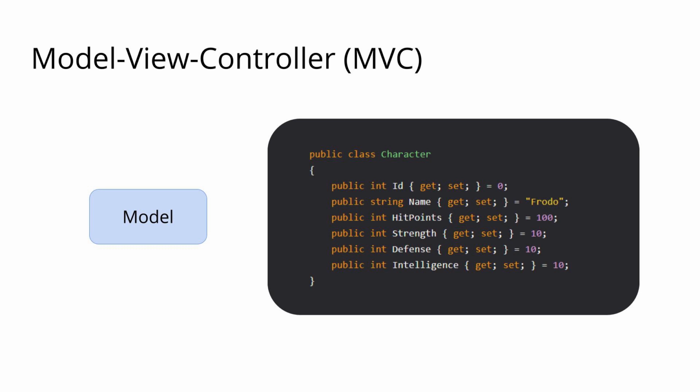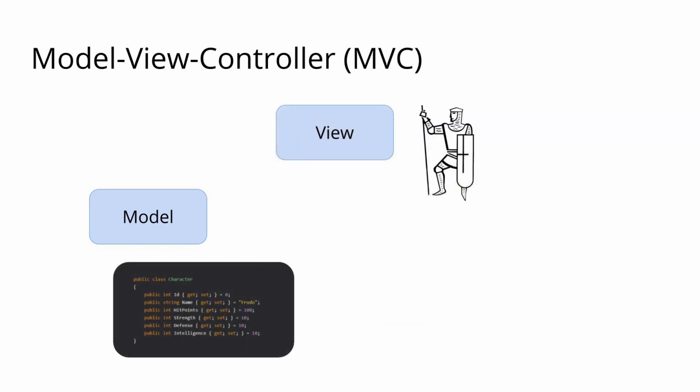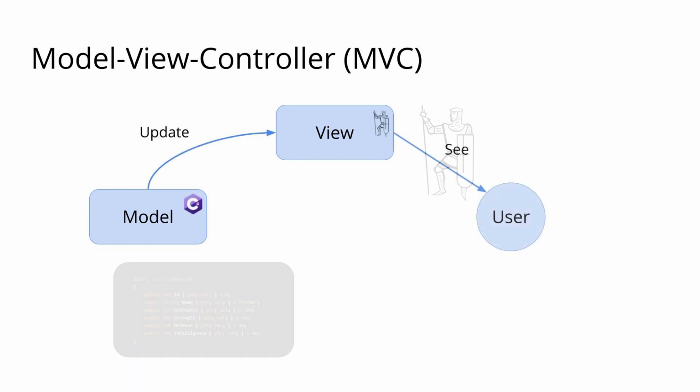You as the developer know the code of your model, but the user won't see your code, and that's where the view comes in. The user probably wants to see a representation of the character in HTML, plain text, or amazing 3D graphics, depending on your game. In other words, the view is the user interface, or UI. To sum these two up, the model updates the view and the user sees the view.